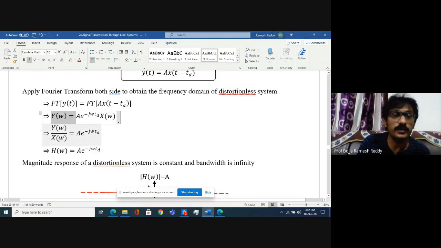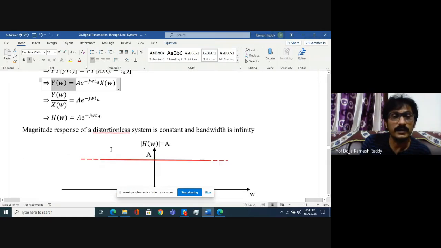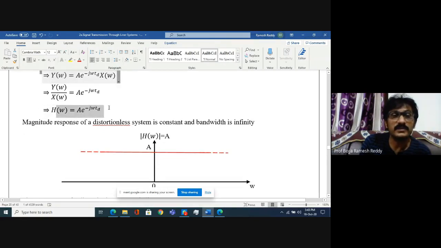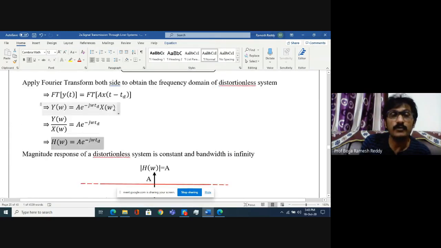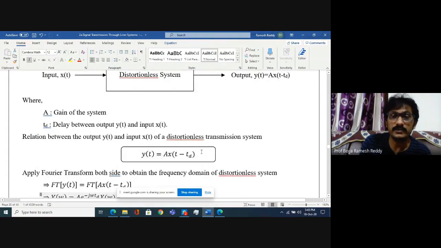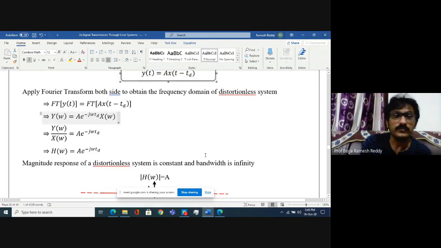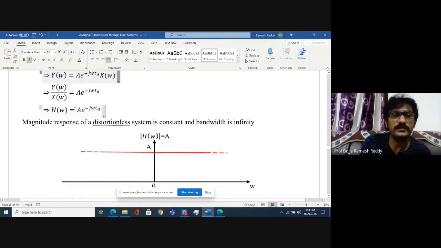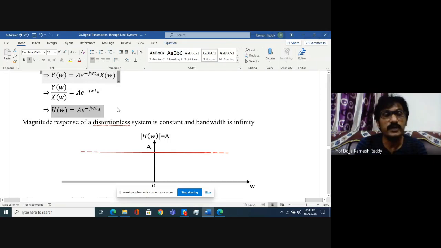Now the ratio of output by input in frequency domain representation is called system response or system function, that is H of omega is equal to a e power minus j omega td. It is the system function of a distortionless communication system. We have to know these formulas. Time domain characteristics of a distortionless transmission system: y of t is equal to a into x of t minus td. And frequency domain characteristics, meaning system function or transfer function or frequency response, is a e power minus j omega td. It is in complex form.